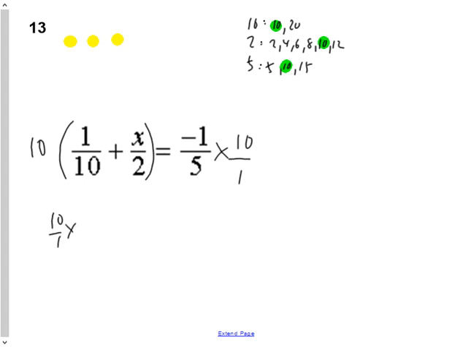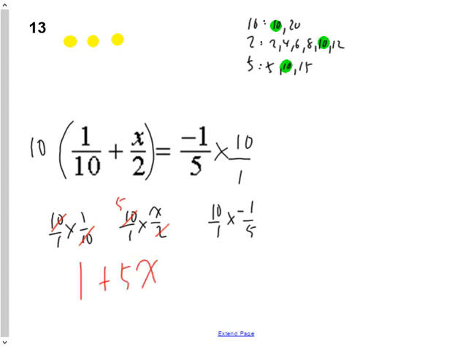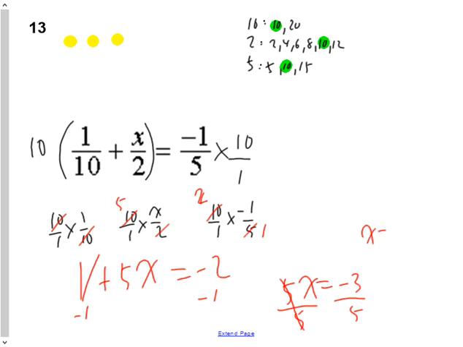So 10 over 1 multiplied by a tenth, 10 over 1 multiplied by x over 2, and 10 over 1 multiplied by negative 1/5. Cross reduce. So 1/10 multiplied by 10 is just 1. X over 2, or half of x multiplied by 10, is a positive 5x. And 10 over 1 multiplied by a negative 1/5 is negative 2. So the equation I create here is 1 plus 5x equals negative 2. Grade 7 again, subtracting 1 from both sides. 5x equals negative 3. Divide both sides by 5. And x equals negative 3/5.